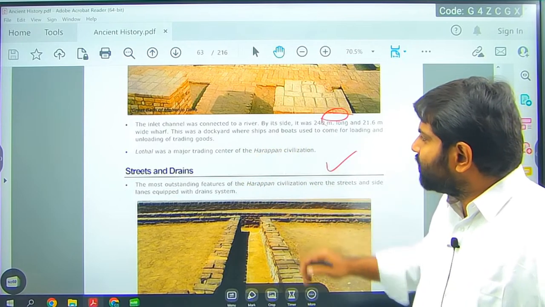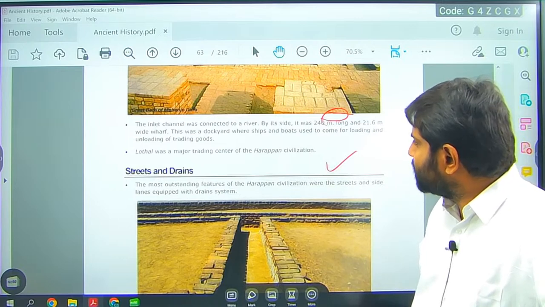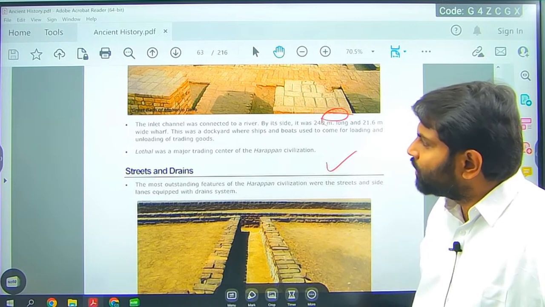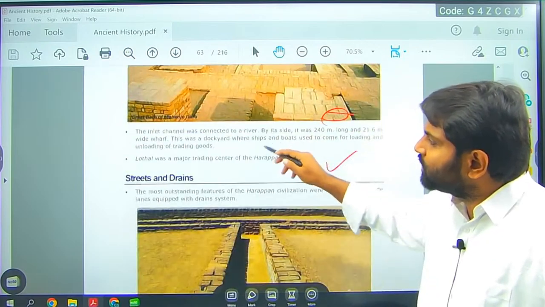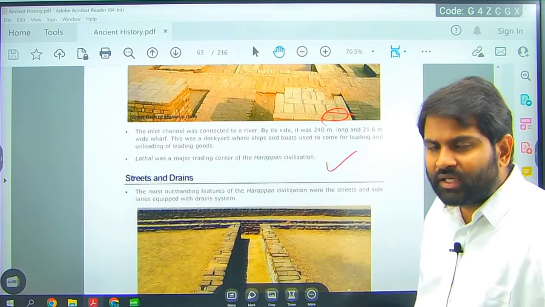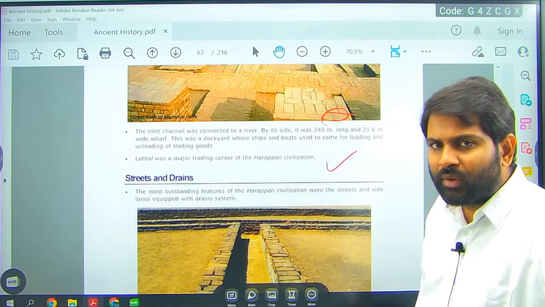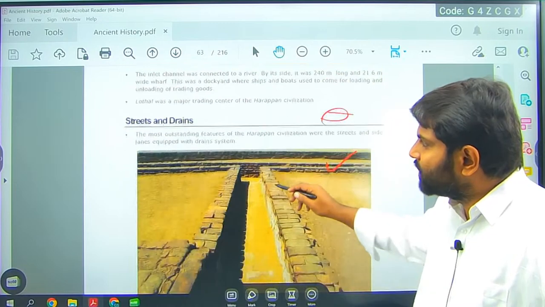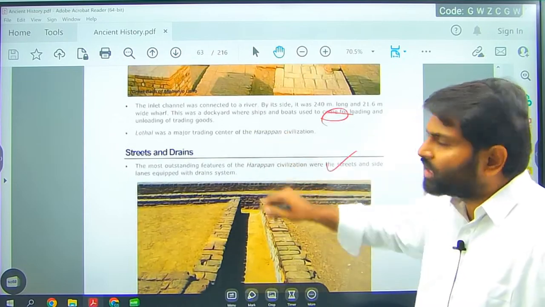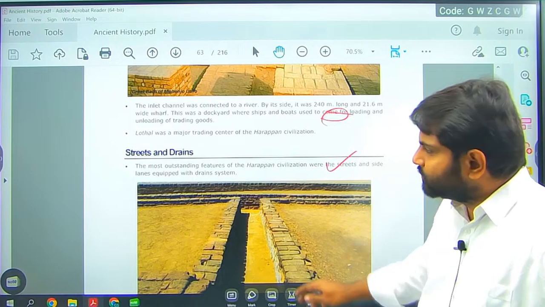This was a dockyard where ships and boats used to come for loading and unloading of trading goods. So we are talking about Lothal. Lothal was a trading center. Lothal was a coastal place where a port facility is available. The inlet channel is connected by a river.